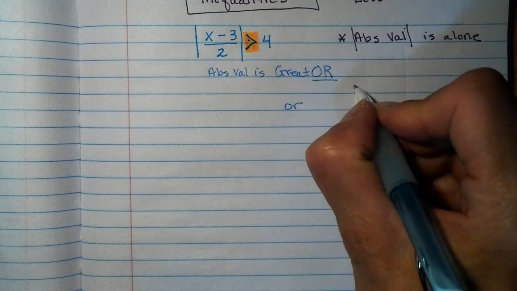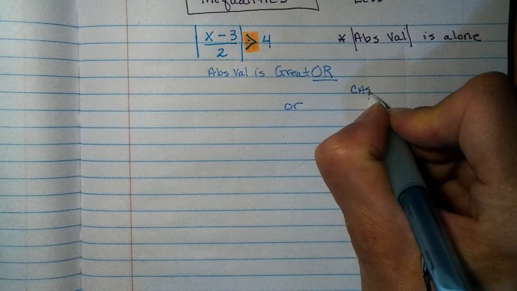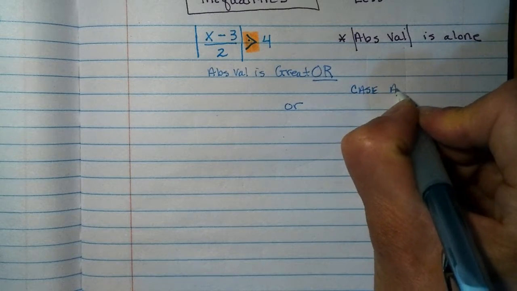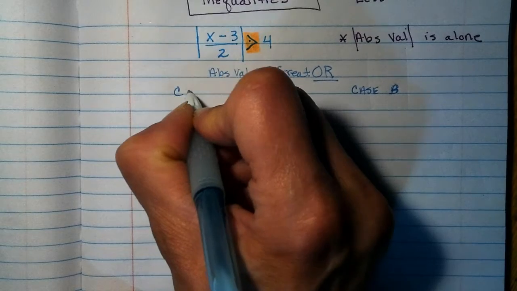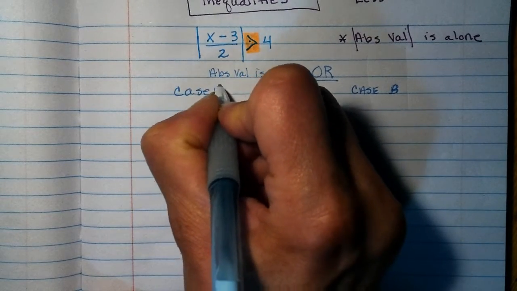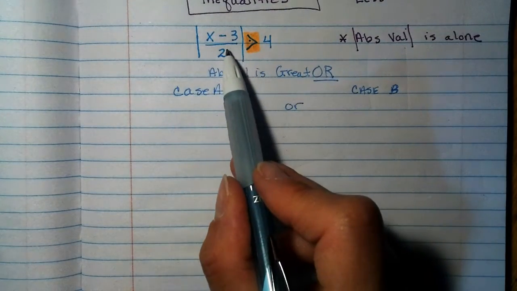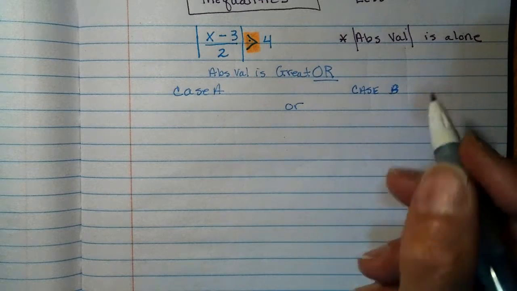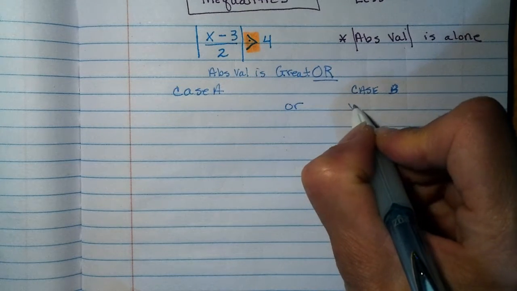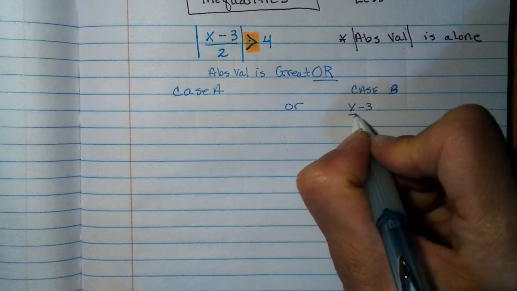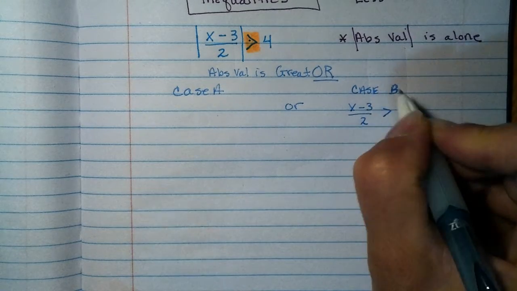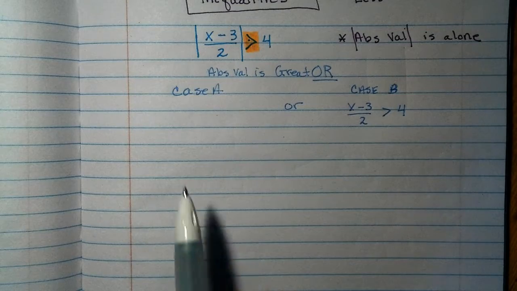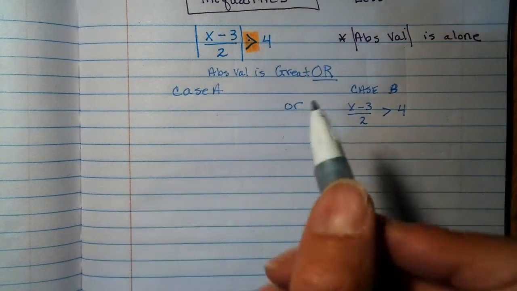So again, I'm going to have my case A, that's going to be my case B on that side, and my case A over here. So I'm going to copy this. I'm going to bring it down without the inequality. I'm going to say x minus 3 over 2 is greater than 4. But this side here is a little tricky. We have to be careful with this side.